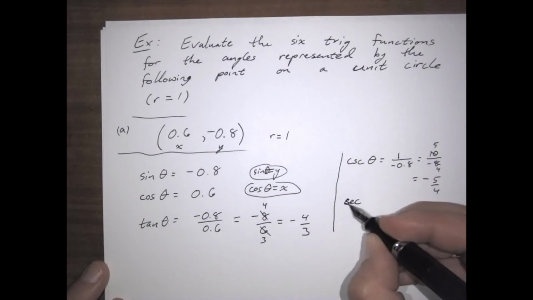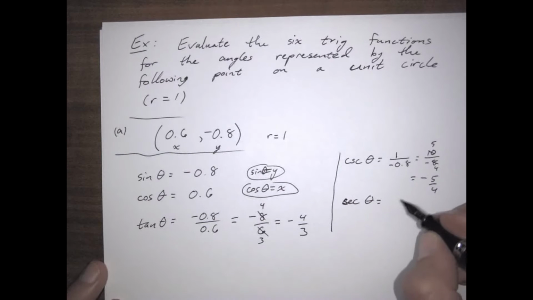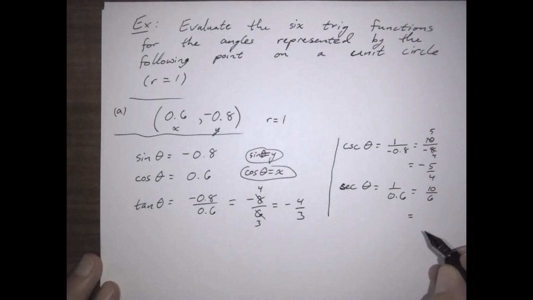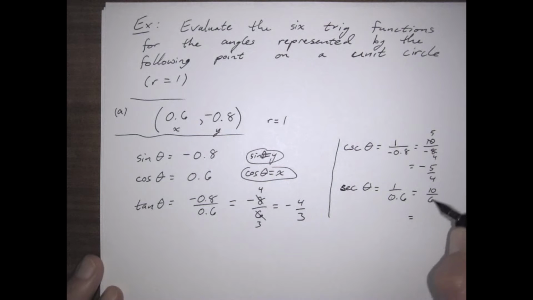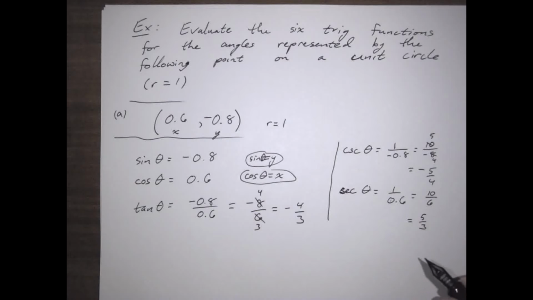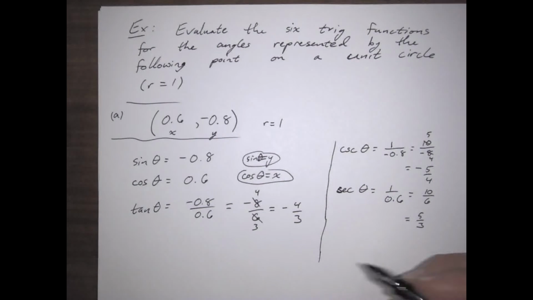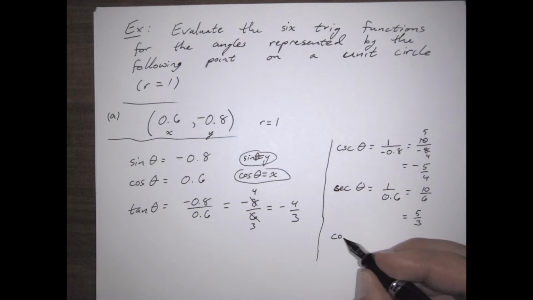Then the secant is 1 over 0.6, which again, we can multiply the top and bottom by 10, and then we can see how that's going to reduce a little bit, and we're going to have 5/3. Okay, and we will by default revert to fractions whenever we can do so. I mean, some things are just decimals and there's nothing we can do about it, but whenever we can put it into some kind of a fraction, we would prefer to.